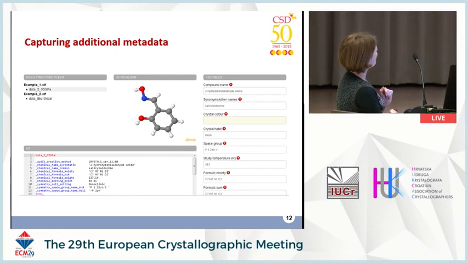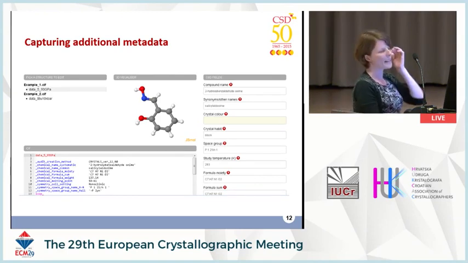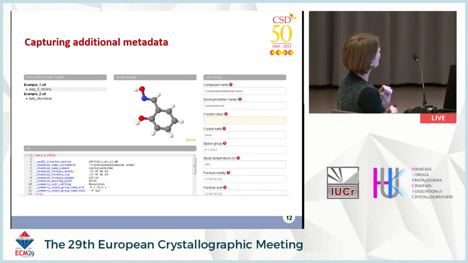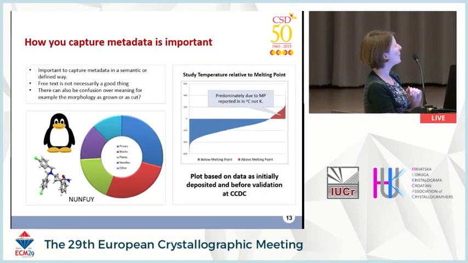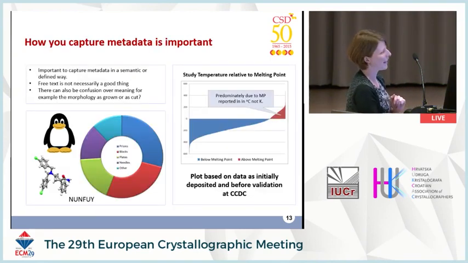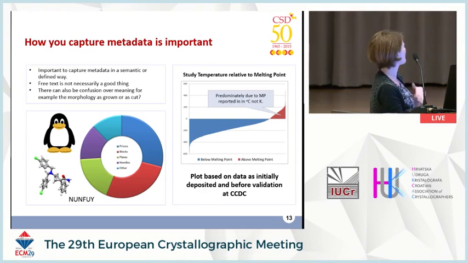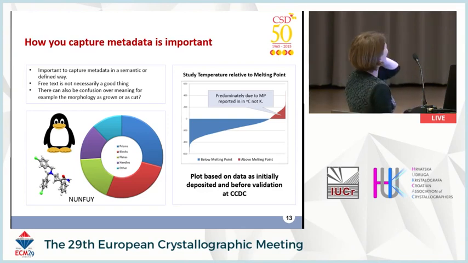During the deposition process, we also highlight some key metadata that's used to create a CSD entry to the depositor. So metadata is pulled out and extracted from the CIF, and it's things like compound name, colour, habit, and melting point. And the depositor is asked to review their data and enhance their data. But I think we all know that sometimes allowing free text and allowing people to enter data manually is not a good thing, and is not always the right thing to do.